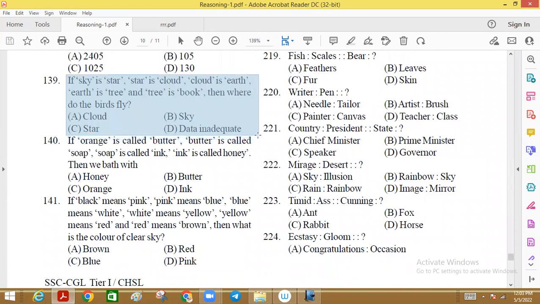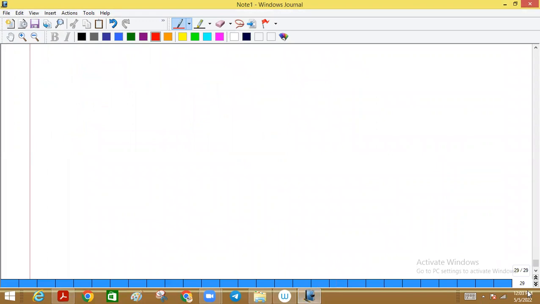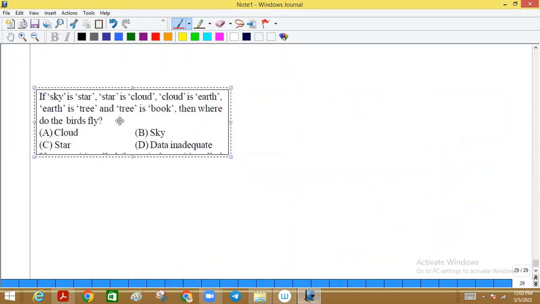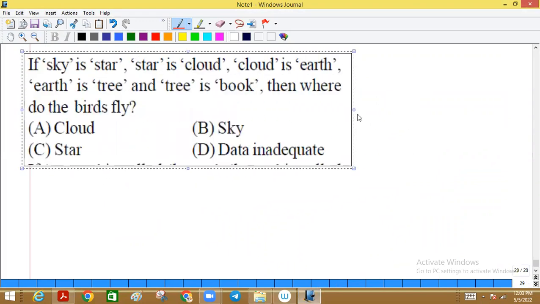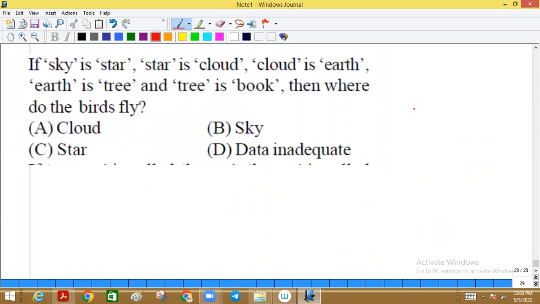This question is important. I think recently this type of question was also asked in SSC. Again, it is very easy. Now see here, it's a miscellaneous type of question, where it says that sky is called star, star is called cloud, cloud is called earth, earth is called tree, and tree is called wood. Then where do birds fly?